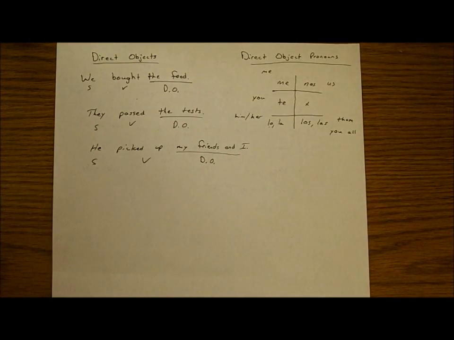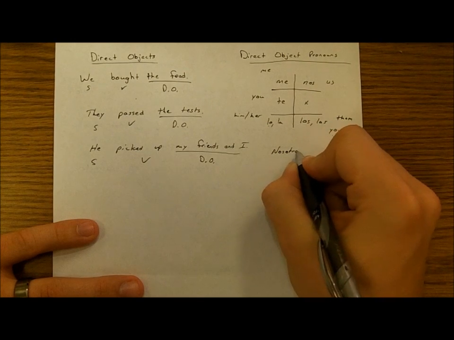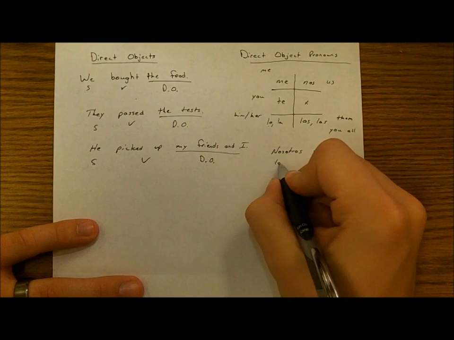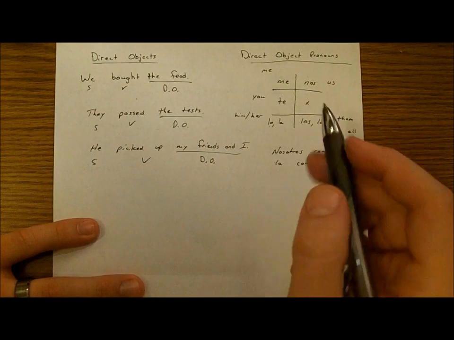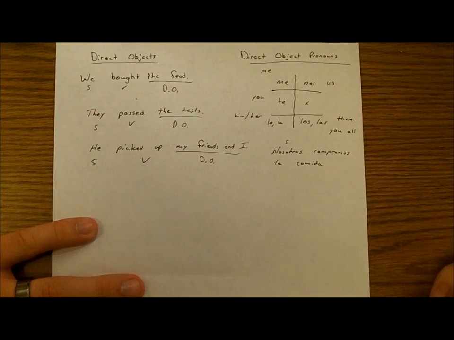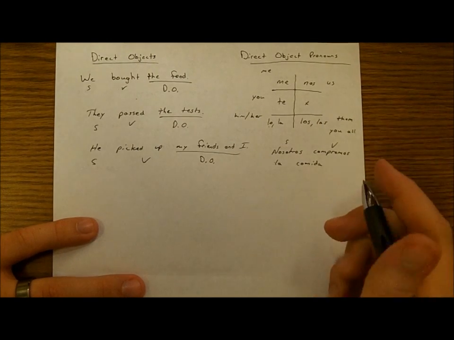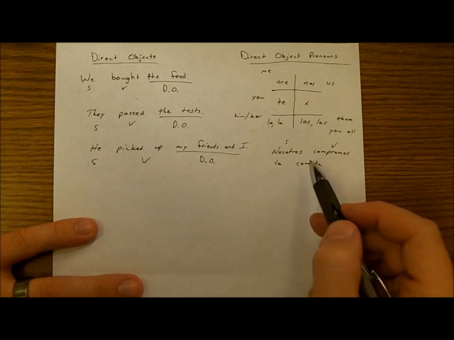Alright, so let's do a couple examples with this. So before we had, we bought the food. So if we were putting that into Spanish, nosotros compramos la comida. Well, just like we did up here, the we, which is nosotros, is the subject. Compramos, bought, or buying, we have the verb. The food. Well, what are we buying?